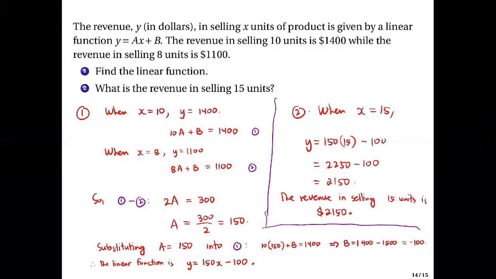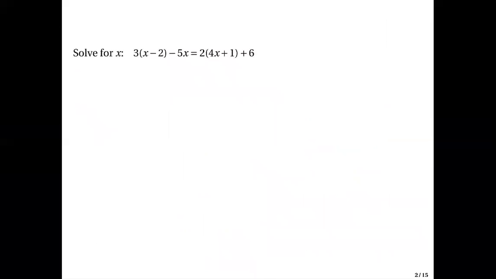Let's move to our next problem here. Solve for x. We have 3 times x minus 2 minus 5x equals 2 times 4x plus 1 plus 6. So this is just a linear equation, so we can just isolate the x on one side of the equation and then the constant on the other side of the equation.